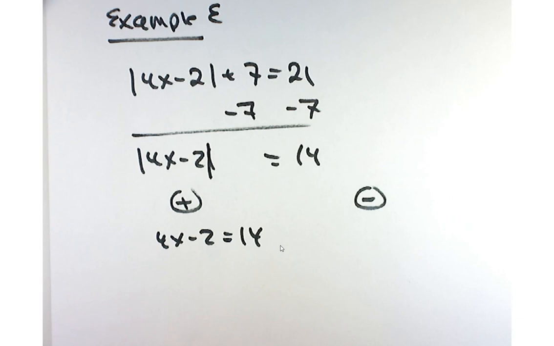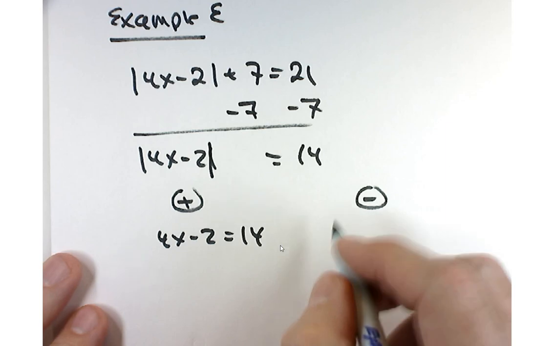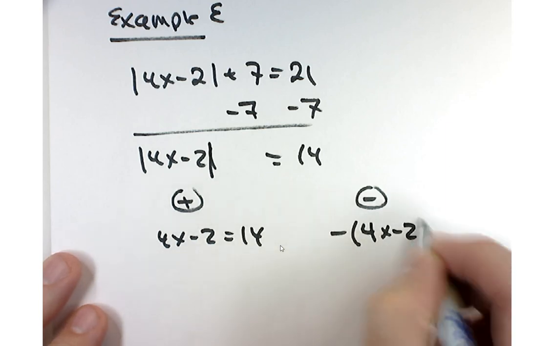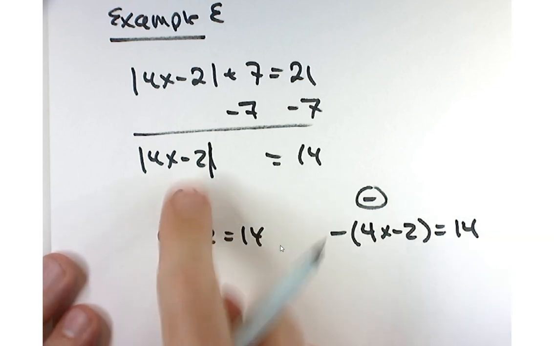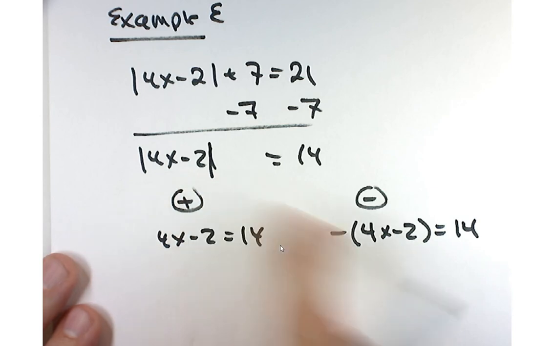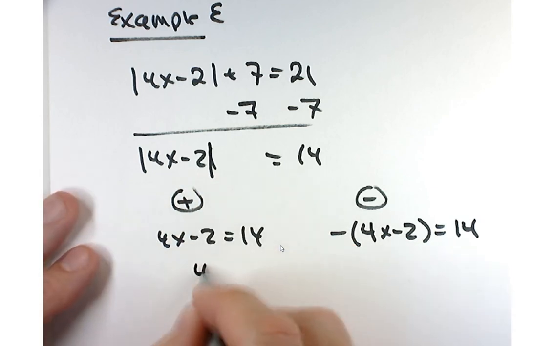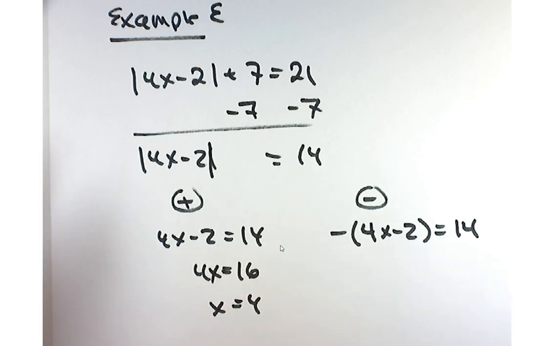Does anyone want to take a look at the negative case? What's that going to be for me? Angel? Negative, open parentheses, 4x minus 2, close parentheses, equals 14. Perfect. Basically, you're assuming that what's in here is negative. To take it out of the absolute value, we'll take its opposite. So, perfect. 4x equals 16, x equals 4. That's one solution.